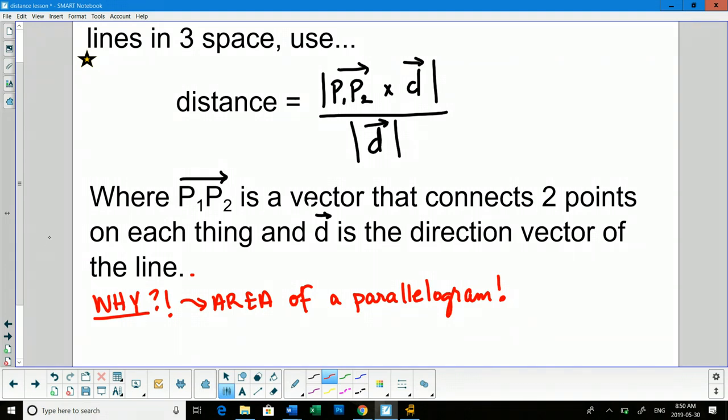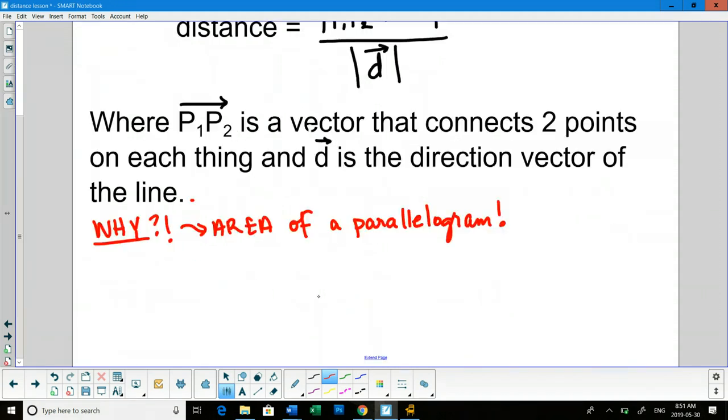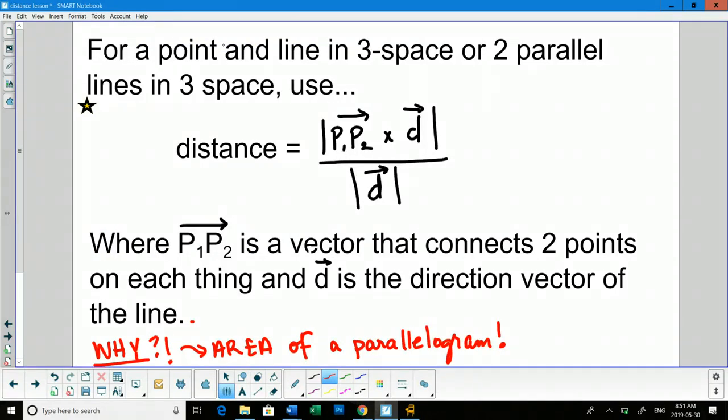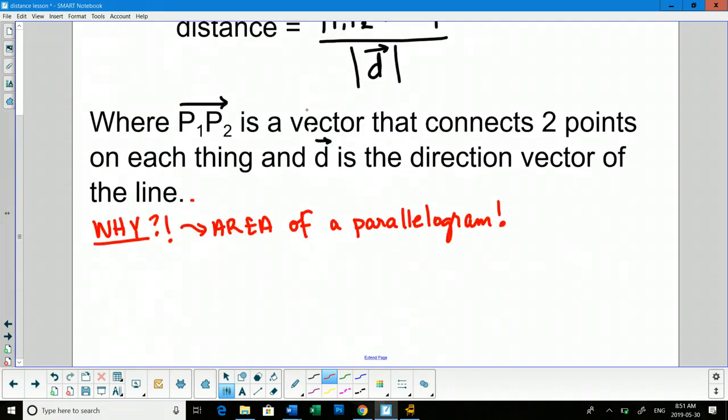And I'm not finding the area of the parallelogram or anything like that, but technically when I do the magnitude of the cross product, I am actually calculating the area of a parallelogram. So I'm just going to kind of show you guys why this is equal to distance. Okay, so let's suppose I'll use the example of the point and the line in 3 space, so distance from a point to a line, but it's very similar for the 2 lines as well.